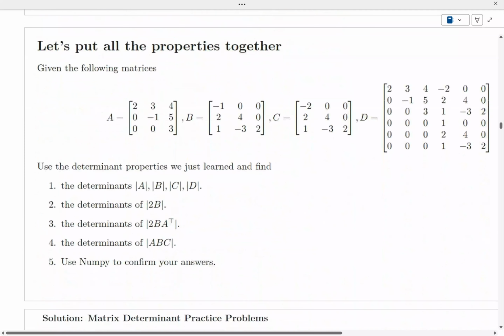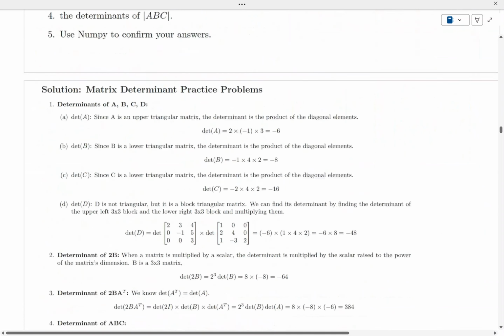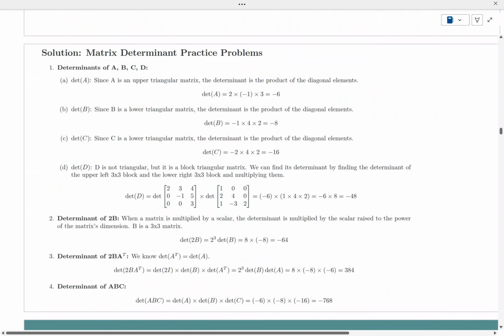All right, now let's put all the properties together. I want you to, once again, pause the video and see if you can do all these exercises. All right, I'm going to move on. You can pause the video again. This is the solution.